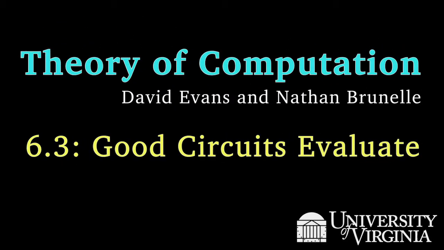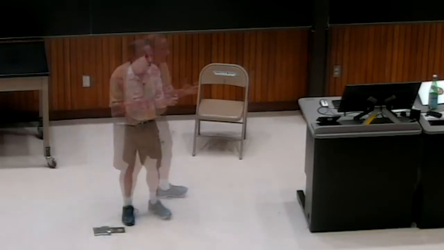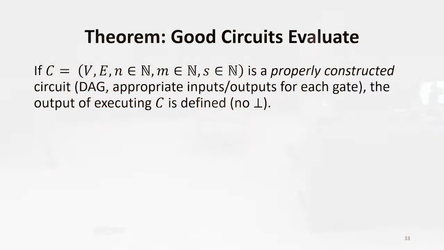Our hope is that if the definition is correct, at least good circuits, and actually only good circuits, when we execute them, we'll get the value we expect. They'll always finish executing, and we'll always get values that are defined at the end. Can we prove that?